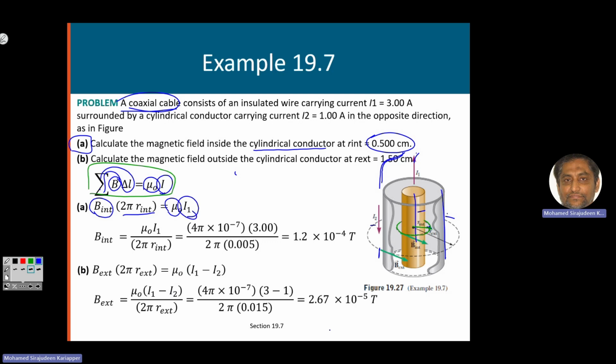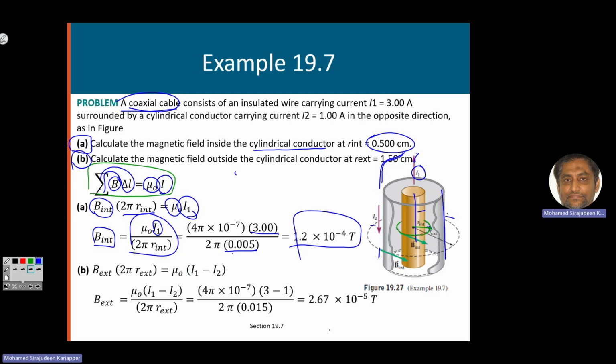So for that green circular path, only I1. And it has the same sign because I have chosen to move counterclockwise. That will make up to be positive, and I1 is also up. So I should put plus I1. Then you get this expression for the magnetic field at a point between the two wires, outside the first wire and inside the second wire. So only I1. You substitute I1 equal to 3, and for r, 0.5 centimeter, which in meters is 0.005. You get this answer for the magnetic field. Done. Part B.